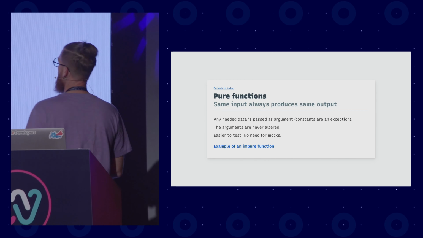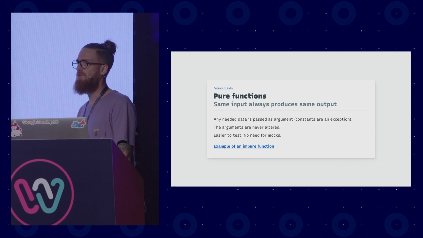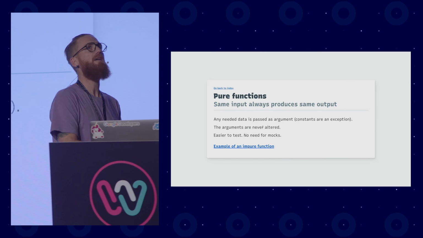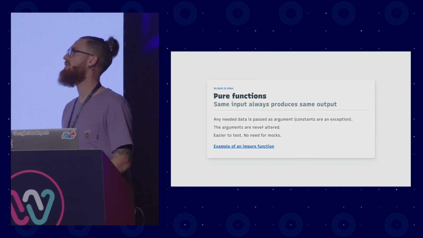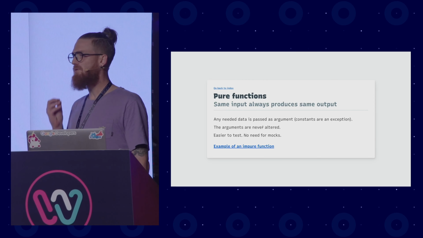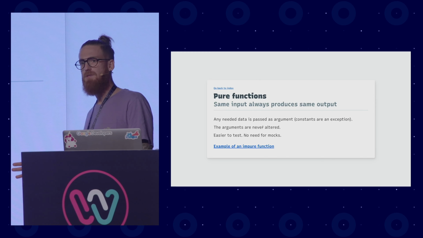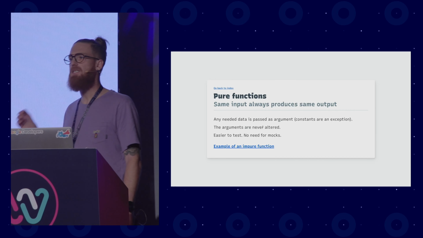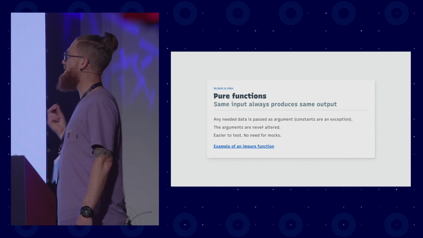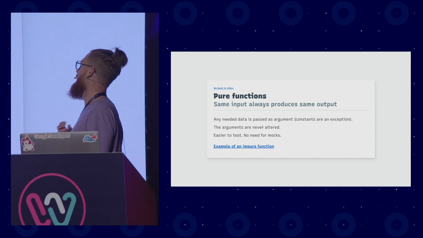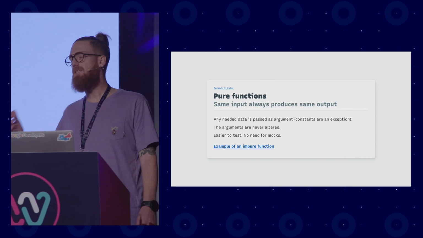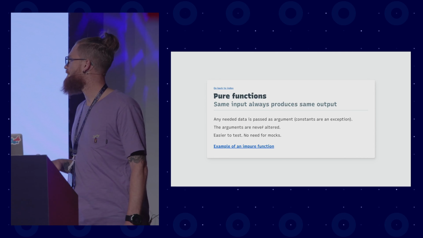The first thing I want you to know about functional programming is the concept of pure functions. What does a pure function mean? A pure function is a function that only depends on its inputs to produce the output and always produces the same result. So that means that it is deterministic, and we can trust that it will behave in the same way over time.